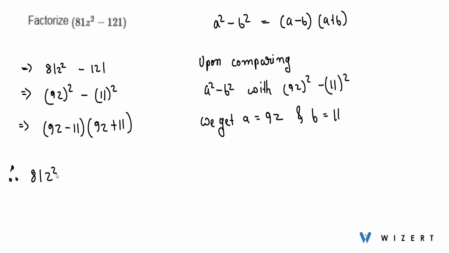Therefore, 81z square minus 121 is equivalent to (9z minus 11) multiplied by (9z plus 11). So this will be our final required answer.